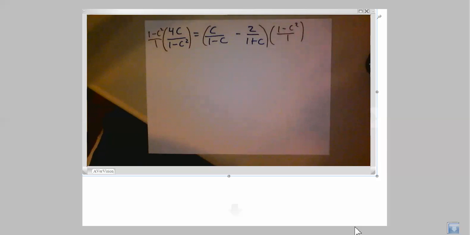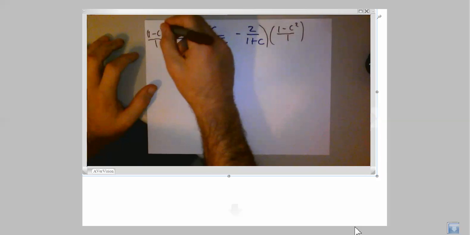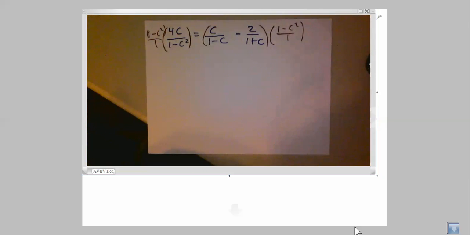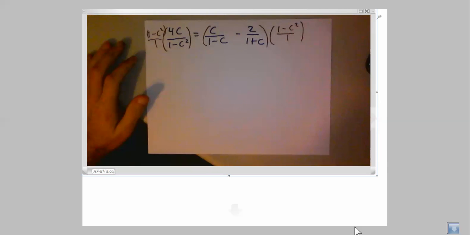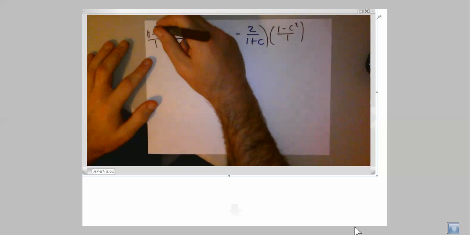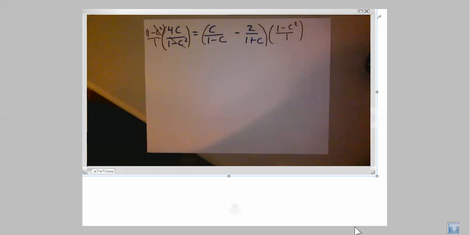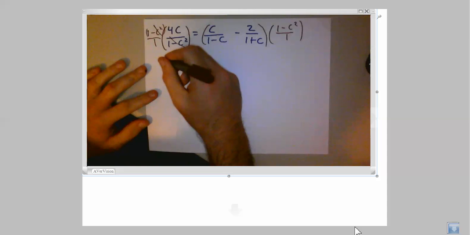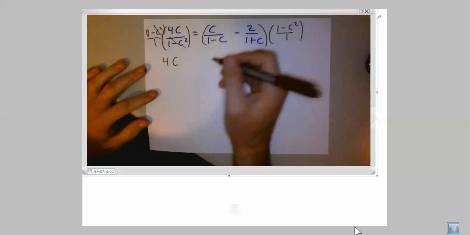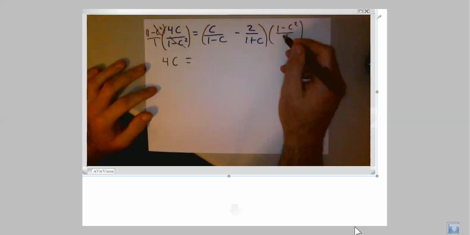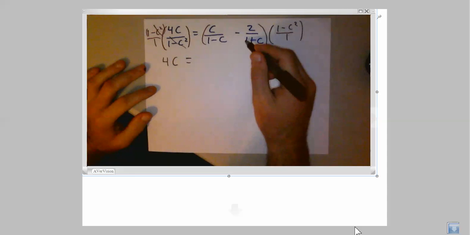Now, on the left-hand side, we're going to have some canceling right away, which is great. The 1 minus c squared is going to cancel with the 1 minus c squared, and we're going to be left with 4c over here. And over here, we're going to use the distributive property to distribute this fraction to these two other fractions.